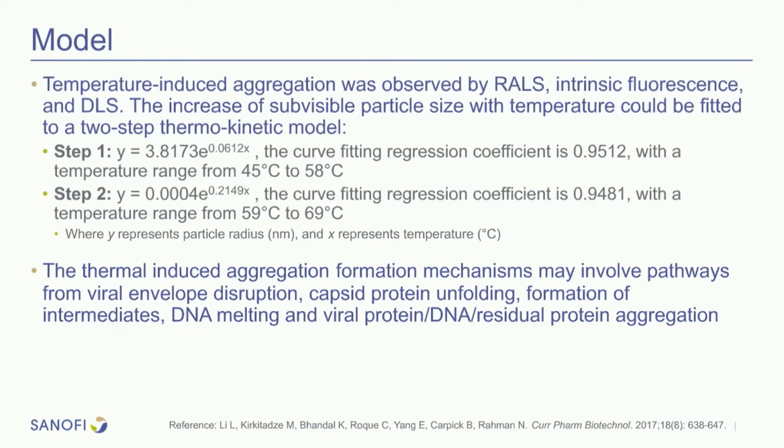And if one wants to explain what events could occur at those temperatures, obviously from 45 to 58 we see aggregation happening, and also viral envelope disruption and virion opening. We've seen it all the way up to 60 degrees, and it was very clear by TEM, so we can conclude that. However, at higher temperatures, 59 to 69 and higher, events such as DNA exiting the virion, DNA melting, and viral protein, residual protein and DNA aggregation can occur. And that information is known from the literature.